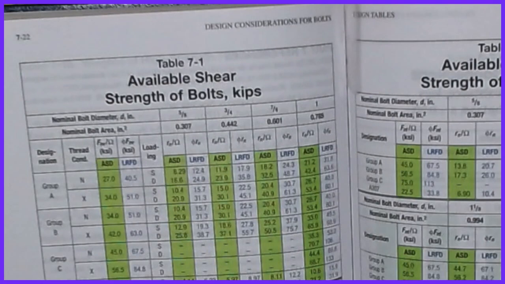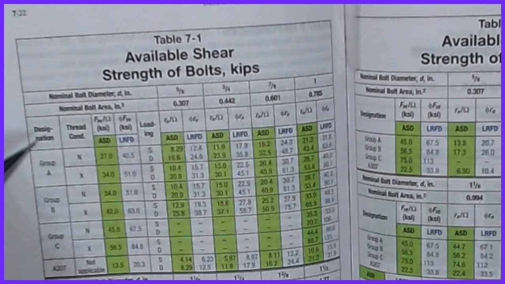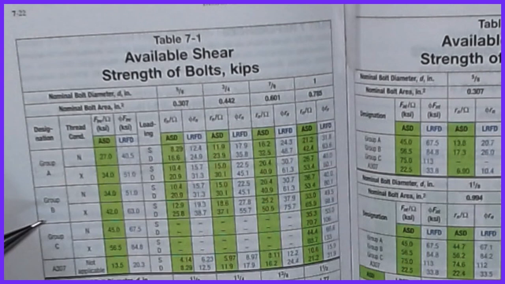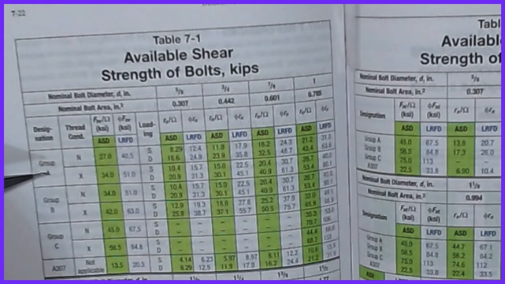The table is broken into the grades of the bolt. So group A, group B, group C. So this was my A325, this is my A490. Okay, and so that's the first thing. The first thing you do is you choose out the group of bolts. So let's say I'm looking for an A325 bolt.